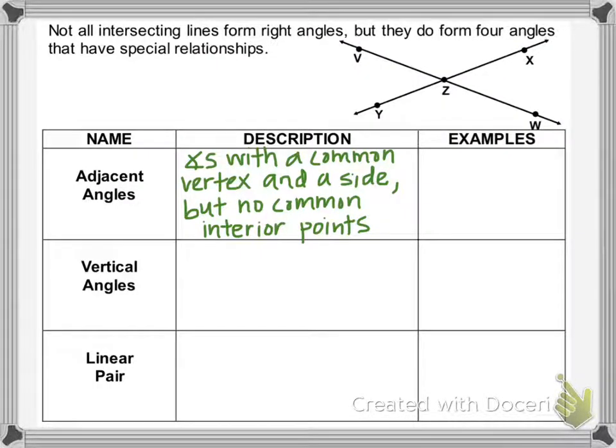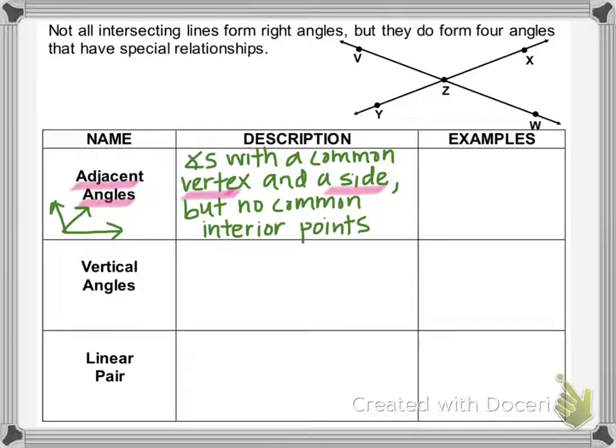So not all intersecting lines form right angles, but they do form four angles, such as in this picture. 1, 2, 3, 4. Now we're going to use this picture to talk about three of our angle pairs: adjacent angles, vertical angles, and linear pairs. The first are adjacent angles, and these are basically angles that are right next to each other. They share a vertex and they share a side, but they have no common interior points, which just means they're not overlapping each other. So a lot of the angles that we talked about when we were learning about the angle addition postulate were actually adjacent angles.